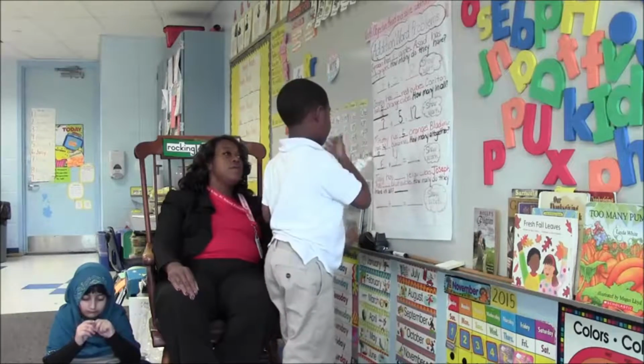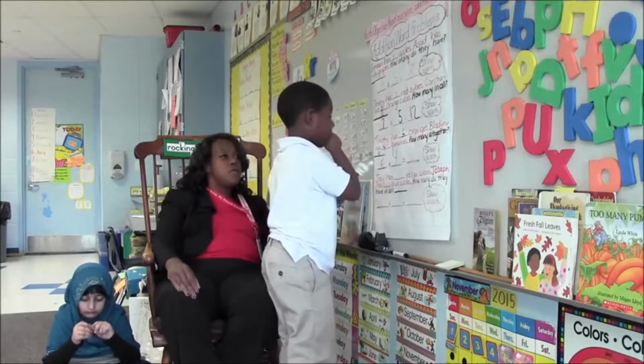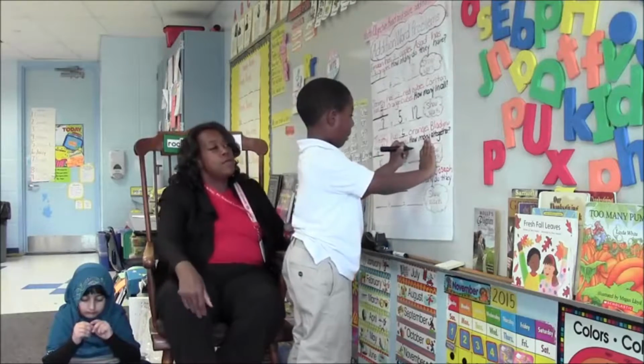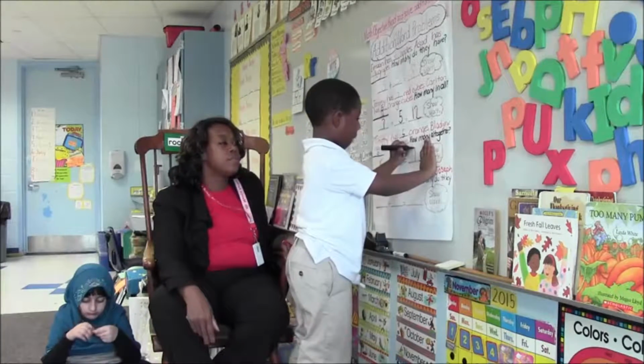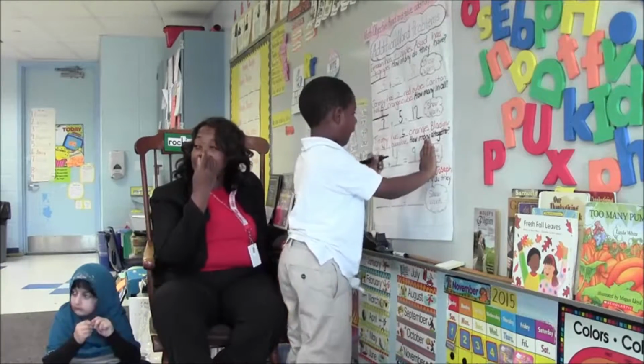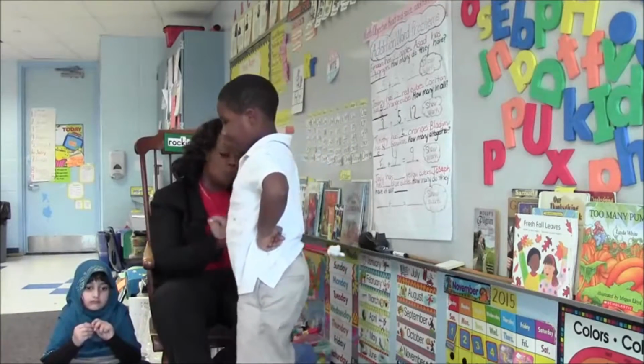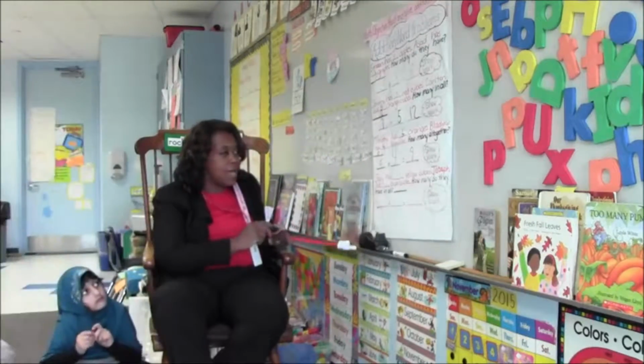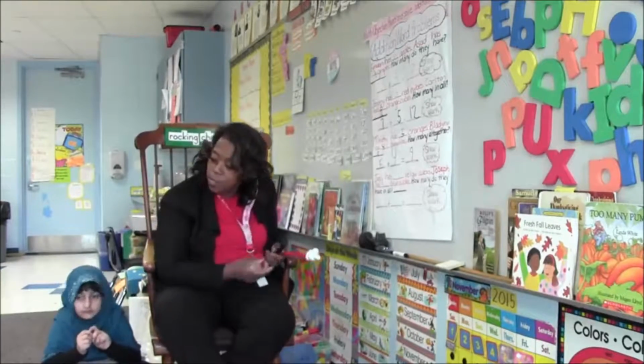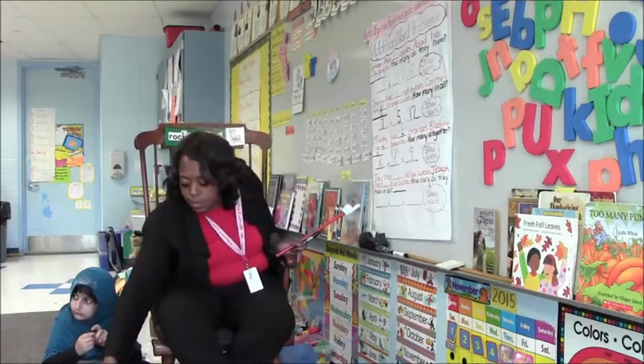What was the answer, Timothy? 9. Can you write the number 9 right there? So everybody, again, that's called showing your work. Thank you, Timothy. Great helper today. Wonderful. Come on over, Josiah. You're going to read your sentence.